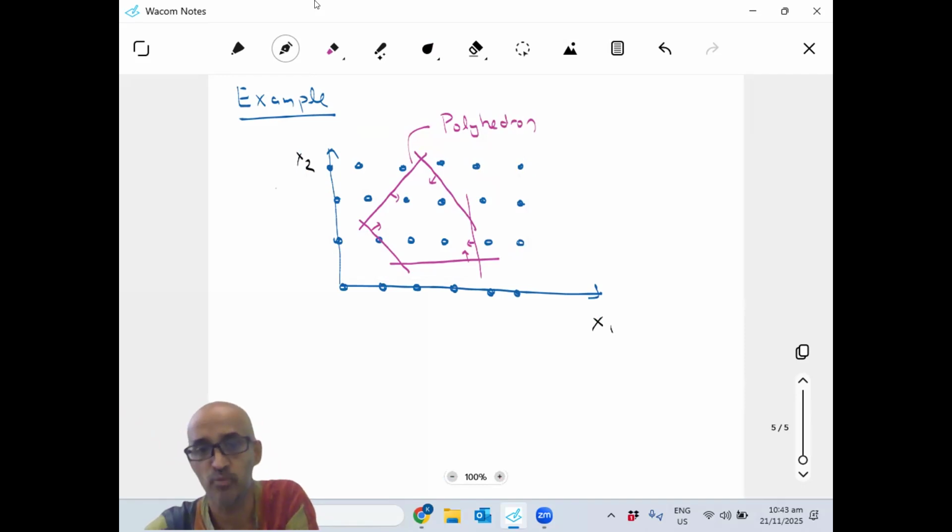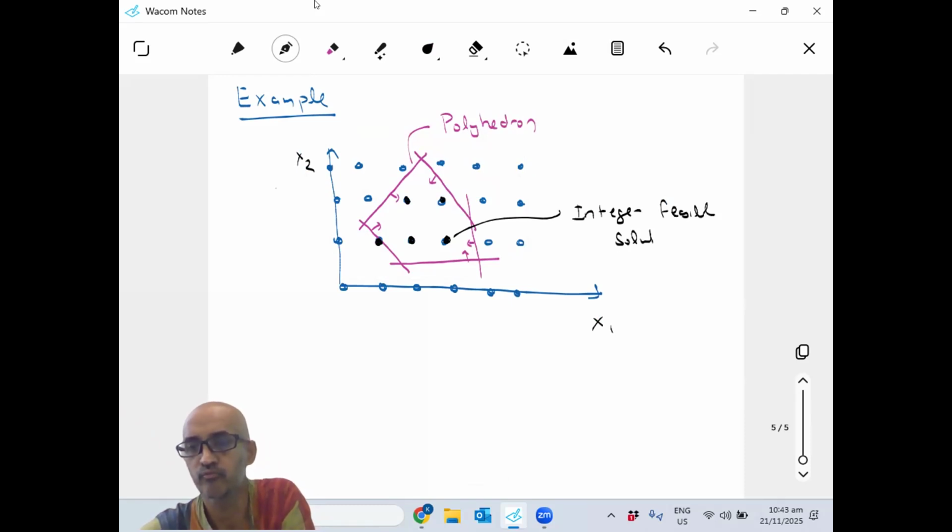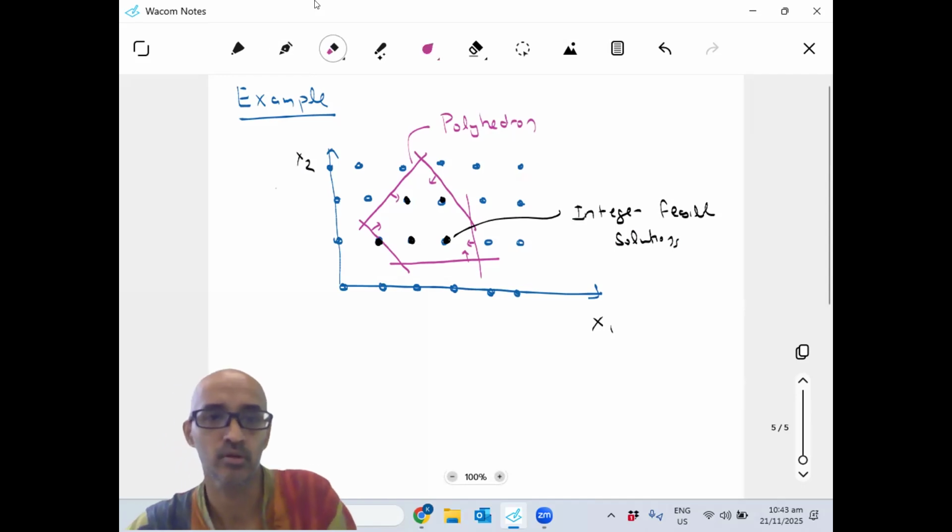So what are the integer points? This is an integer point. This is a feasible point. This is a feasible point. This is a feasible point. This is a feasible point. So the black points are my only integer feasible solutions. The intersection of the polyhedron with integrality will give me these 5 points. That is one polyhedron. Let's call this polyhedron P.